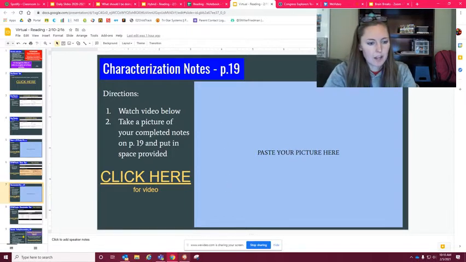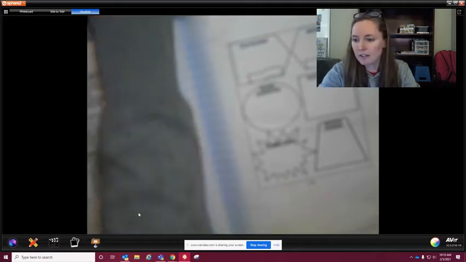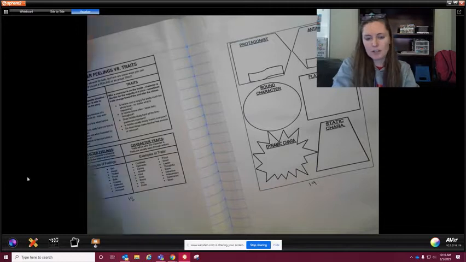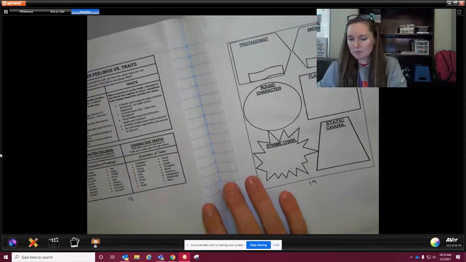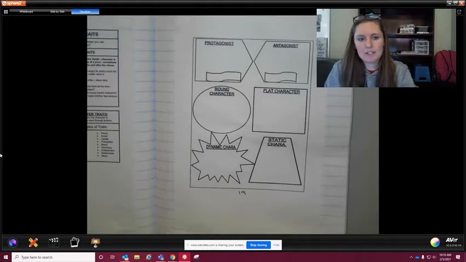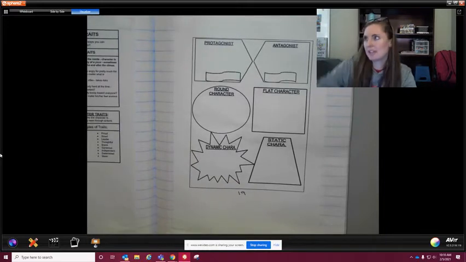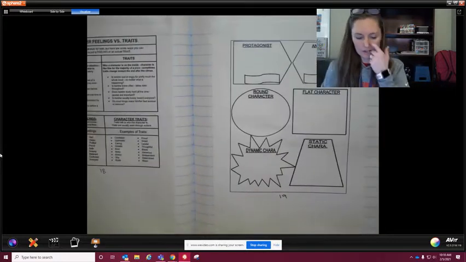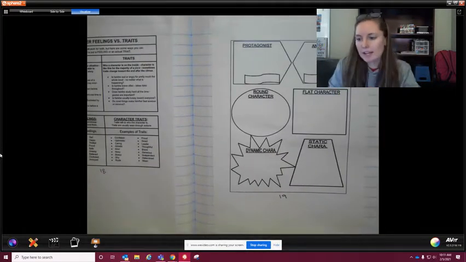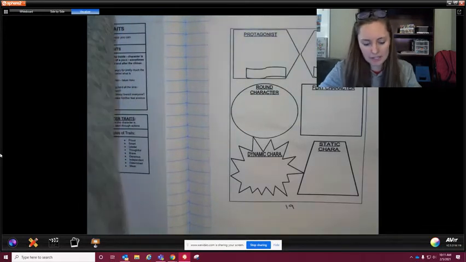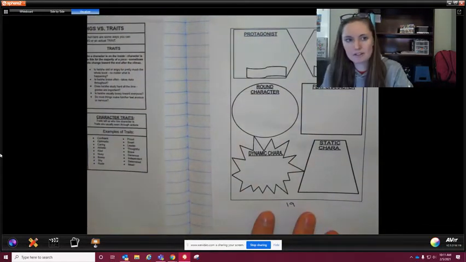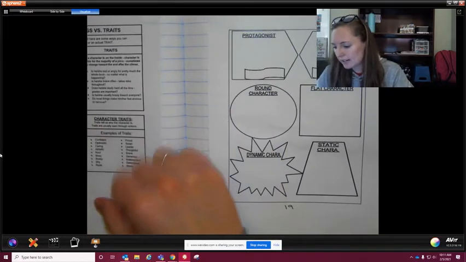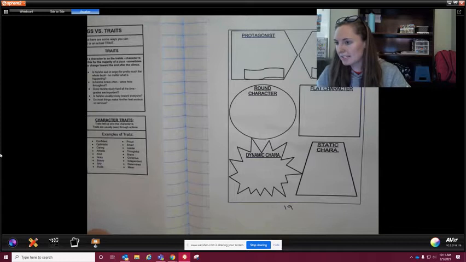So I'm going to have you go ahead and open that up. It should look like this, if I can get it in focus. There we go. So page 19 is what you should have, and we're just going to take some notes on the different types of characters that you're going to see in books and stories that we end up reading. Okay? So you're just going to take the same notes that I'm taking, and I know it's a little tiny, and I apologize for that. If you need to write off to the side too, because it's too small, that's fine. So we're going to go ahead and take these notes.